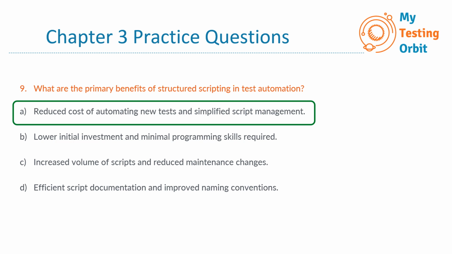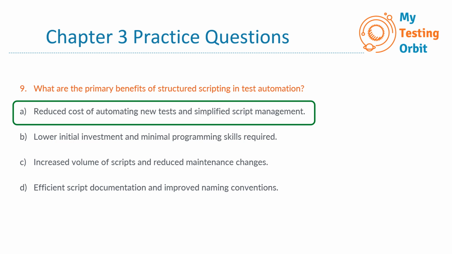So the primary benefits of structured scripting in test automation include a significant reduction in the cost of automating new tests and simplified script management due to the organization of reusable scripts in a script library. Let's see why the remaining options are incorrect. Option B, lower initial investment and minimal programming skills required. This is incorrect because structured scripting may require high initial investment in creating reusable scripts, and programming skills are also required for script development.